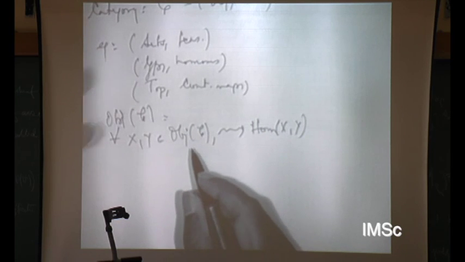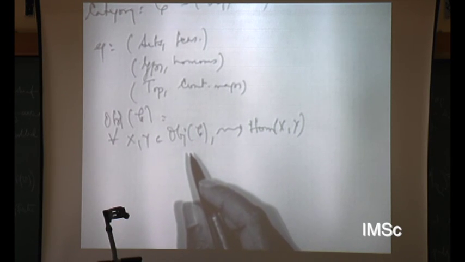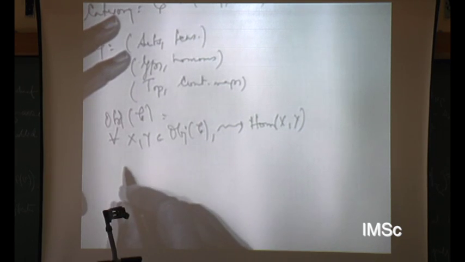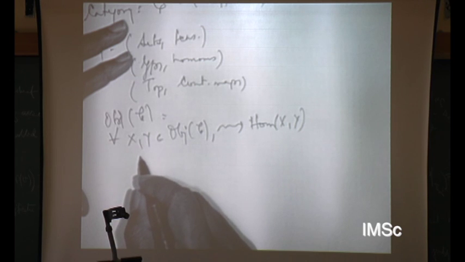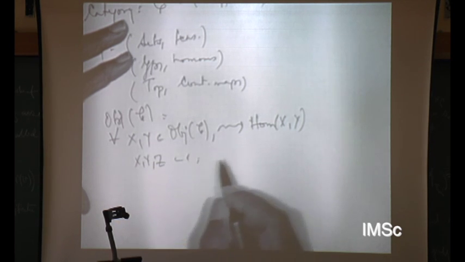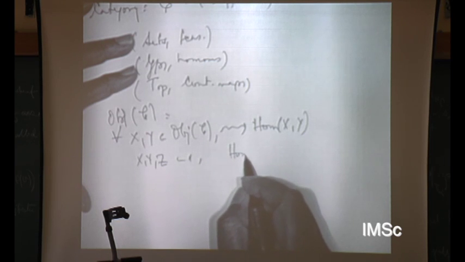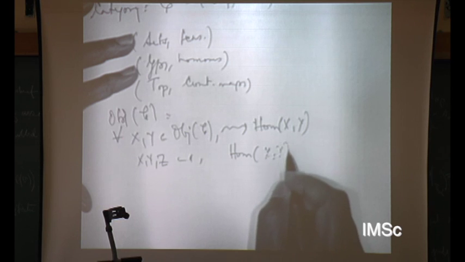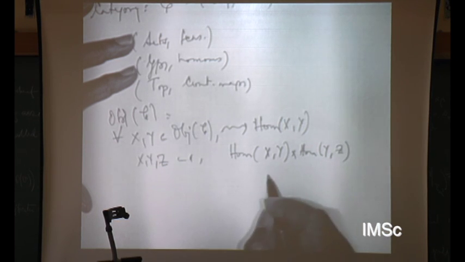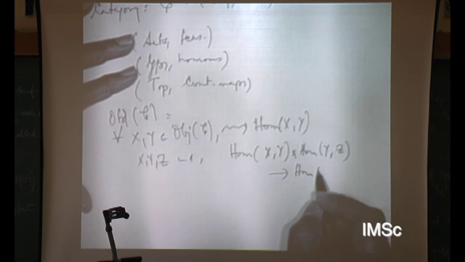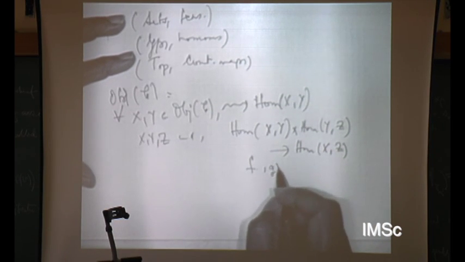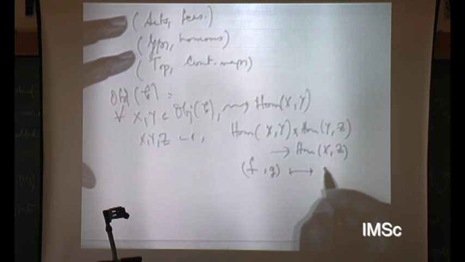The structure demands that you can compose two morphisms and again get a morphism. So if you have x, y, z, three objects, then you have a map from Hom(x,y) cross Hom(y,z), which you will denote by (f, g) going to g circle f.